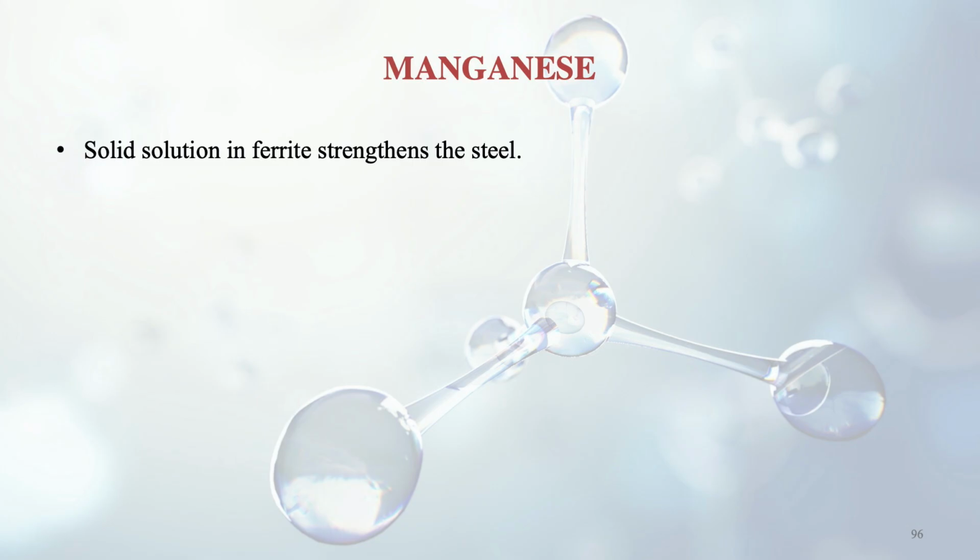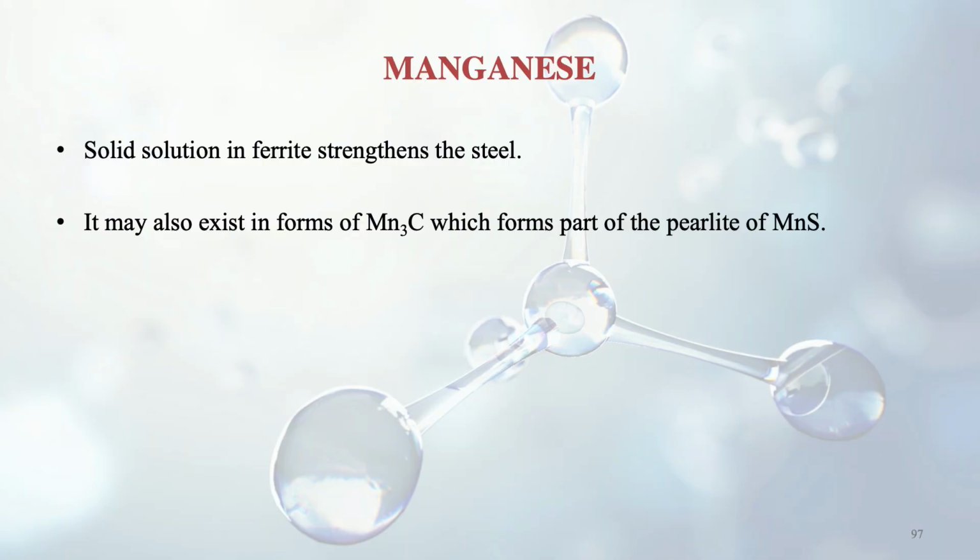So now we discuss manganese. Solid solution of manganese in ferrite will strengthen the steel. Ferrite we have discussed, it is the softer type of iron, and if there is manganese, it strengthens that. And manganese also exists in the form of Mn3C, which is the chemical formula for manganese carbide, and it forms part of the pearlite. It also exists in combination with sulfur, meaning manganese sulfide.